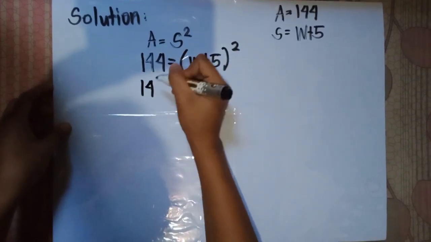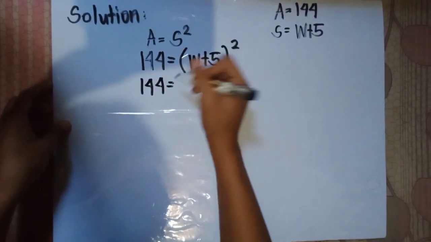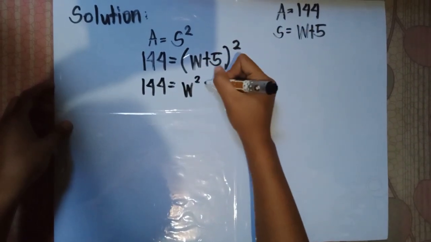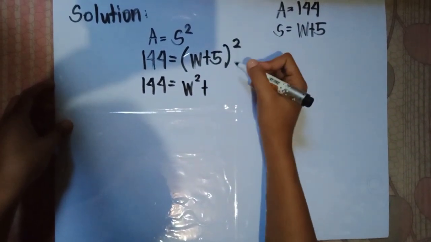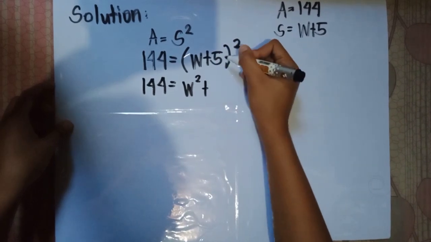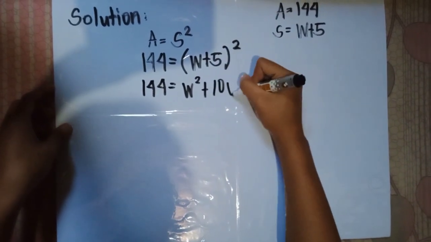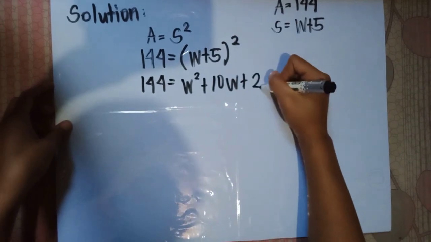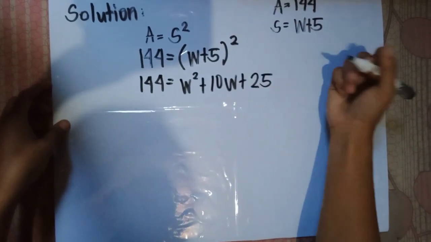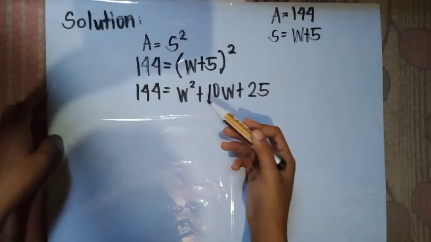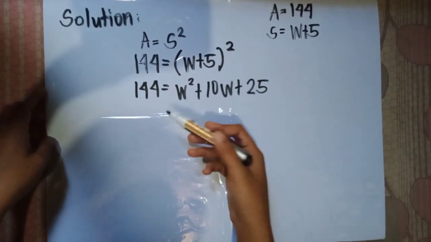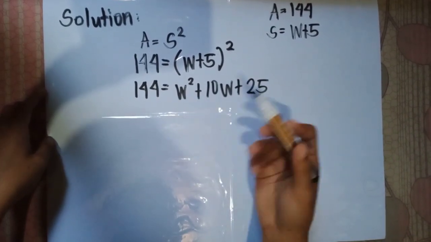144 is equal to w squared plus 2 times w times 5, which is 10w, plus 5 raised to the power of 2, which is 25. Next, we are going to apply the addition property of equality. Add negative 144 to both sides of the equation.